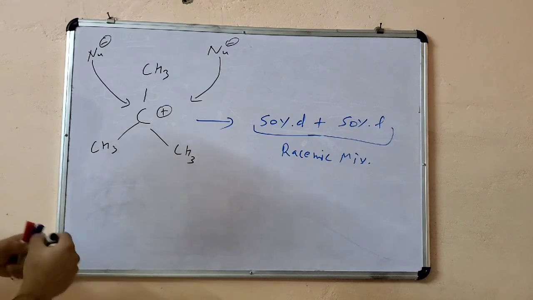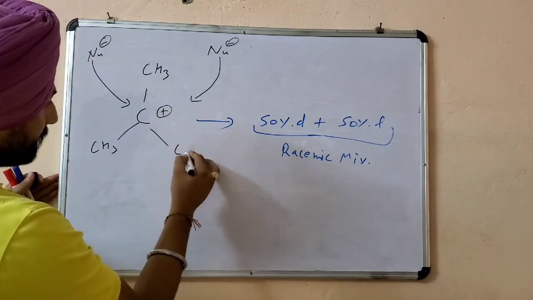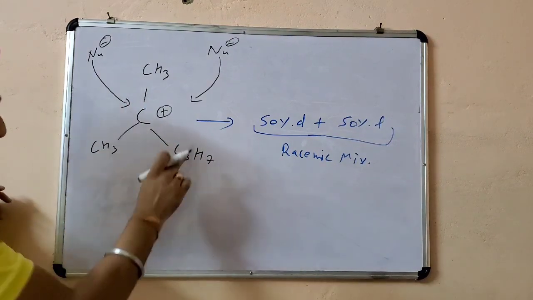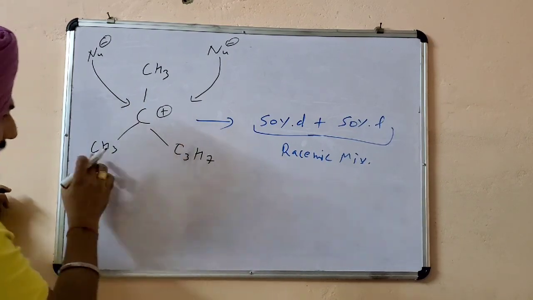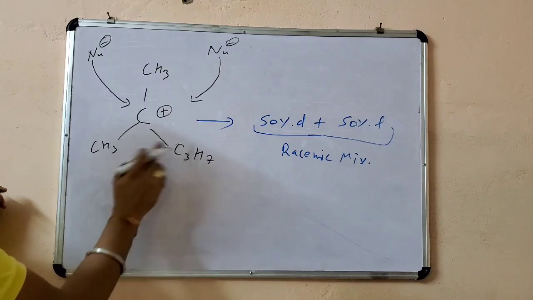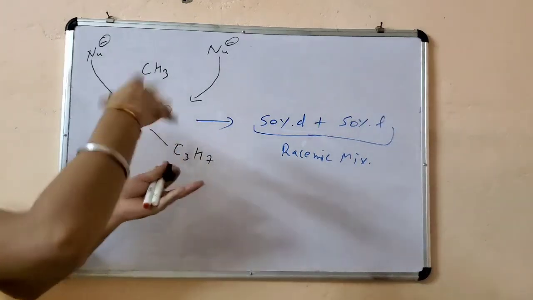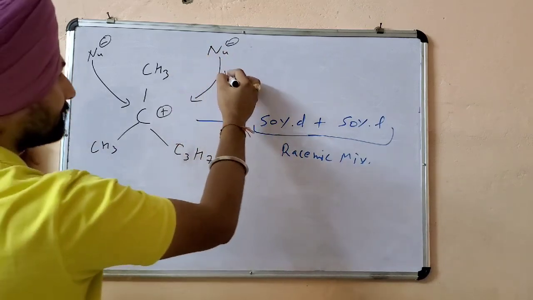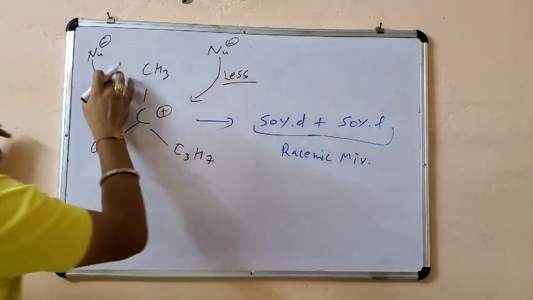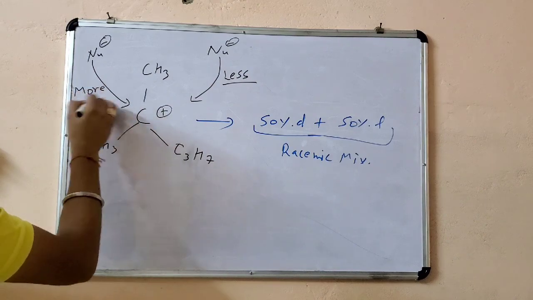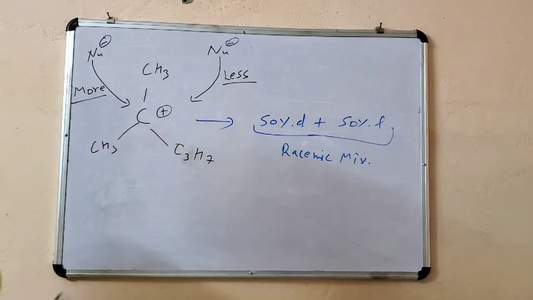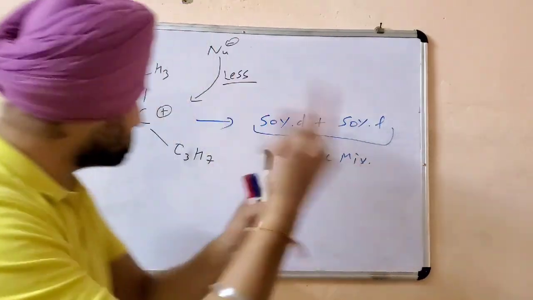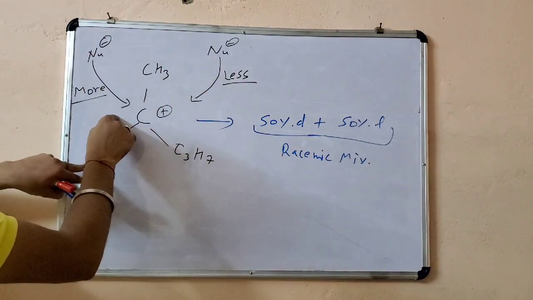Suppose here is C3H7, clear? If one side is a bulky group and the other side we have a methyl group, obviously the bulky group is the more hindered side, so the attack from this side will be less, and from this side it will be more, because what is the law of nature? Everything goes towards the easy path. Which is the easy path? Attack between the two methyls.